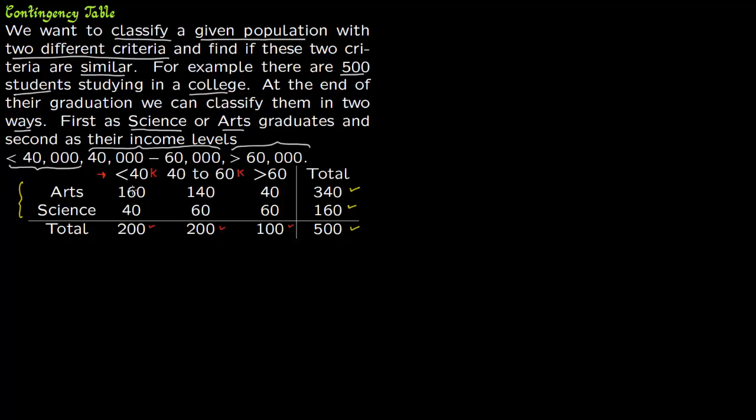Similarly, this 200 comes from 160 plus 40. This 200 comes from 140 plus 60. This 100 comes from 40 plus 60. So you can have as many income levels as you want. Similarly, you can have as many streams as you want.